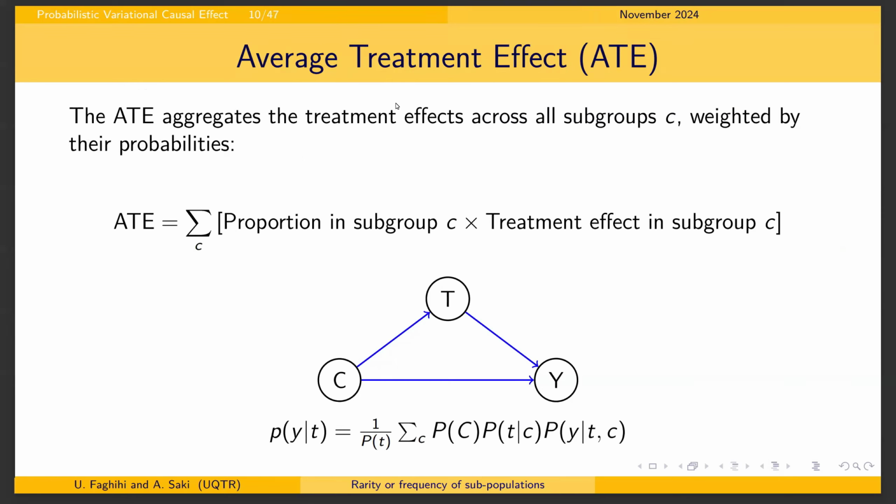Okay, so we come back to the ATE, the definition of ATE, average treatment effect. The ATE aggregates the treatment effects across all subgroups weighted by their probability. I think this is a better way of explaining ATE instead of writing the formula for some audiences. So it is a summation over c of the proportion in subgroup c multiplied by the treatment effect in subgroup c.